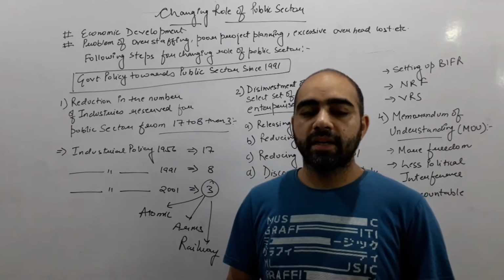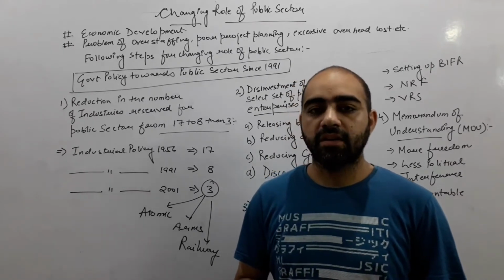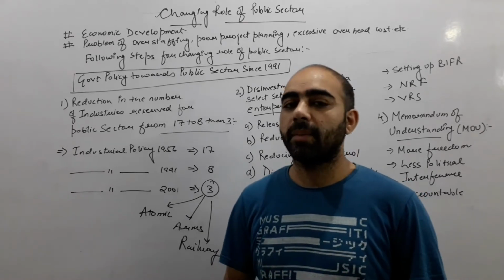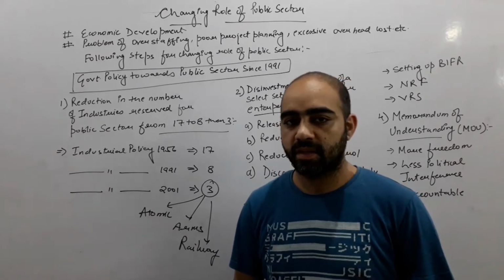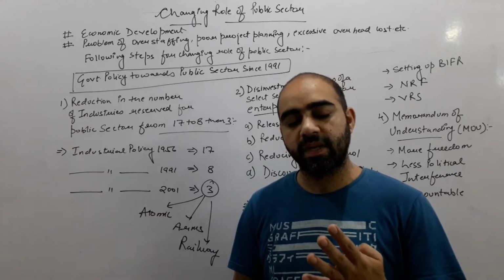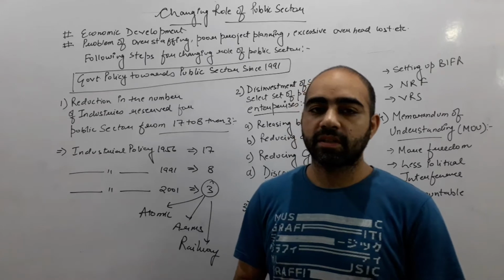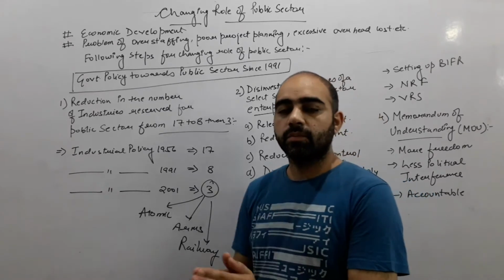So the government in the year 1991 reformed some of the policies regarding the public sector and took some initiative steps, which have been divided into 4 segments. What were the steps taken in regard to the public sector? We will discuss today. So let us come to point number 1.